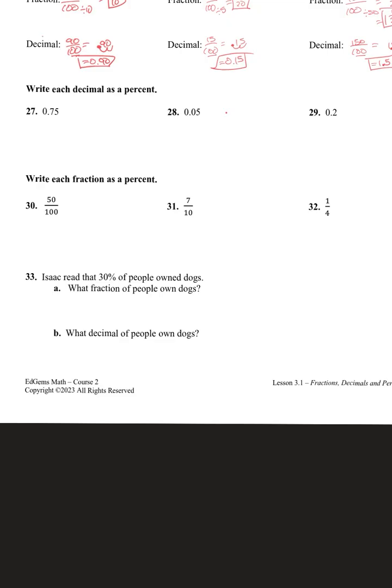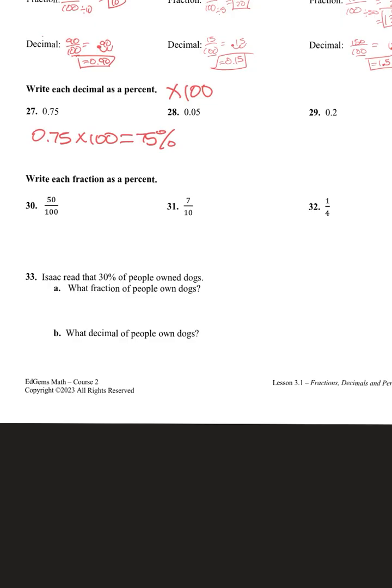For numbers 27 through 29, it says write each decimal as a percent. In order to change a decimal into a percent, it's pretty easy. All you have to do is multiply it by 100, or move the decimal point 2 spots to the right. So if I got number 27, 0.75, and you multiply it by 100 on your calculator, you should come up with 75. And since this is a percent, it's going to be 75%.